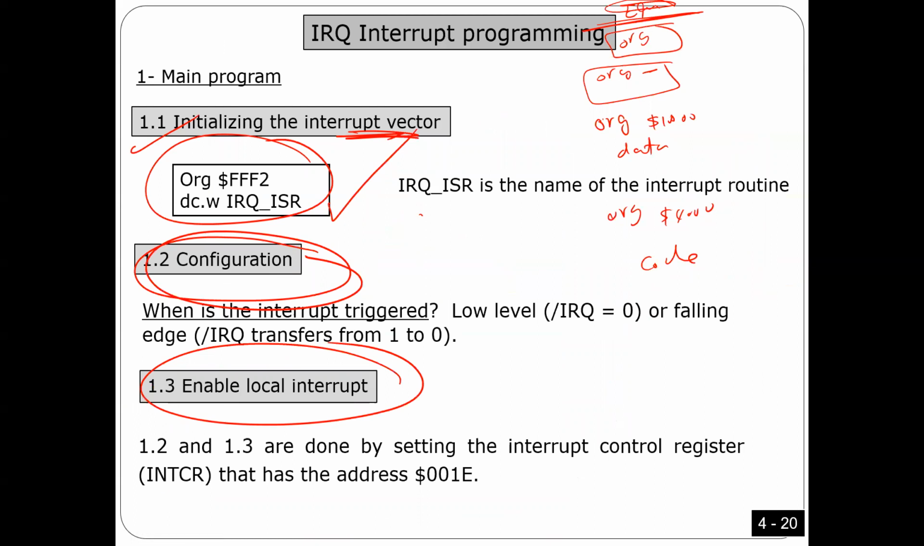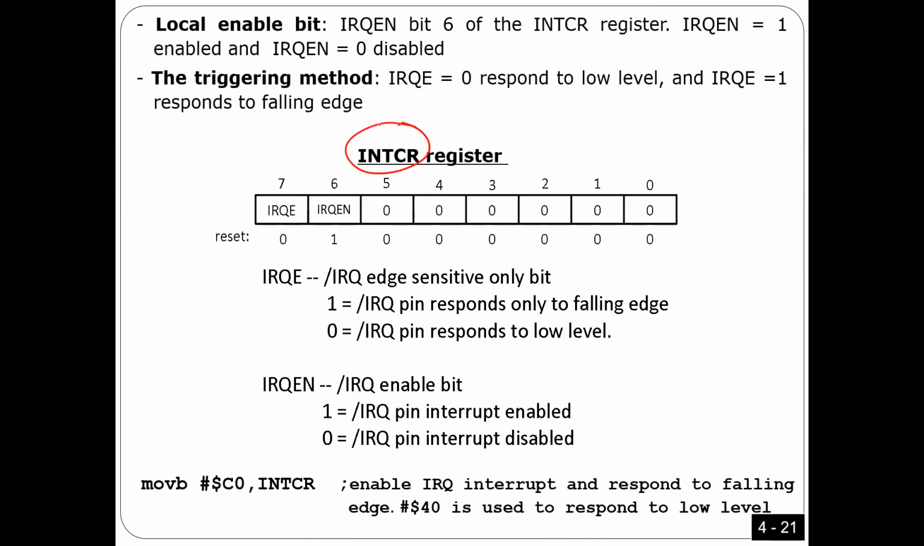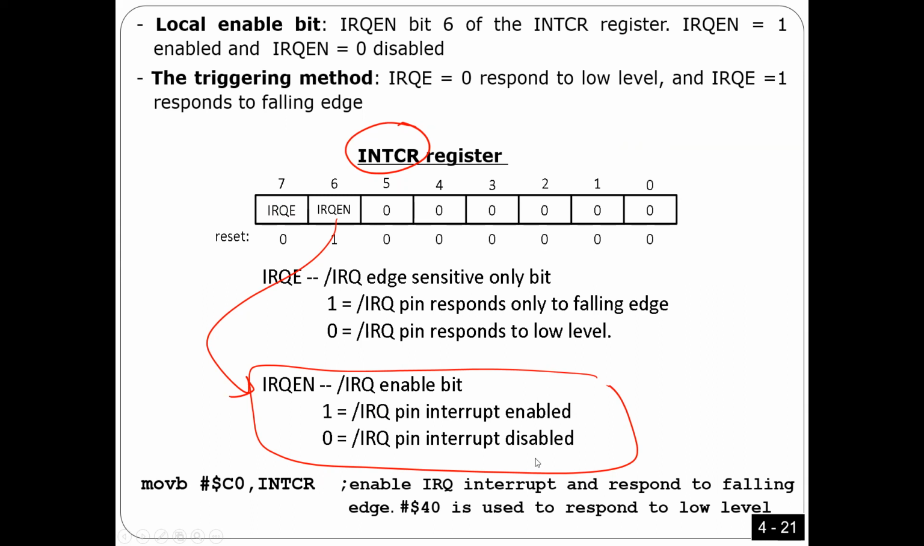This register is called the interrupt control register, INTCR. In this register, as you see here, we have two bits. This one here is the enable bit. If you put 1 here, you enable IRQ interrupts. If you put 0, you disable IRQ interrupts. Is that okay? At any time, if you want to disable IRQ interrupts, all you have to do is put 0 here. If you want to enable IRQ interrupts, just put 1 here. So this is the enable bit.